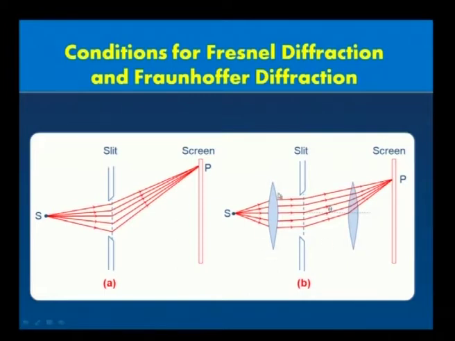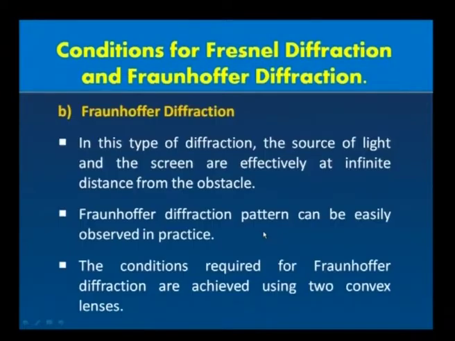You have a lens here which makes the light rays become parallel. Then the diffracted light rays which are passing through the opening or the slit are made to converge at a point P by the convergent lens you have here, so that the diffracted light rays come to a focus at point P. So you have lenses in the case of Fraunhofer diffraction. Then the distances are infinite.